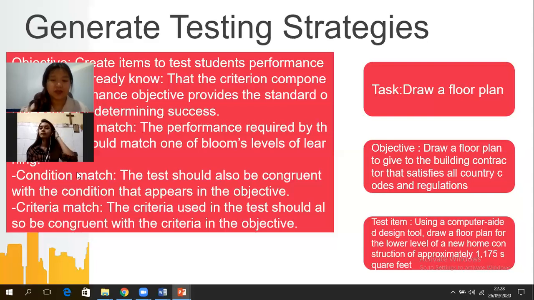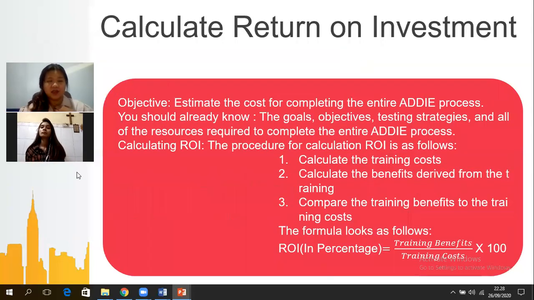level of a new home construction of approximately 1,175 square feet. And this is the calculate return on investment. So, calculate return on investment. The objective is to estimate the cost for completing the entire RD process. And you should know that the goals, objectives, testing strategies, and all of the resources are required to complete the entire RD process.